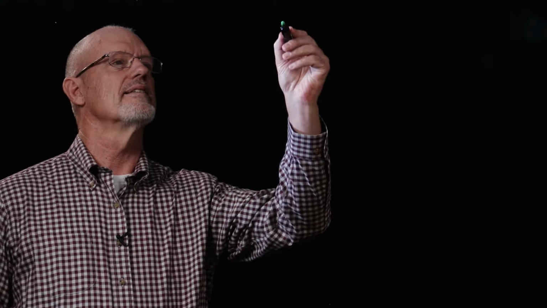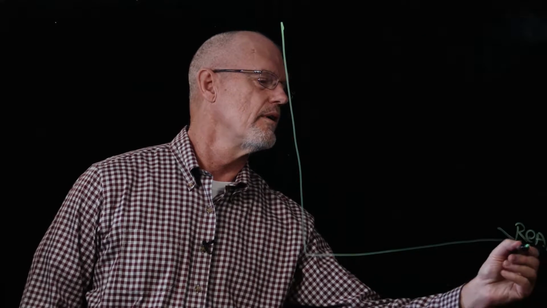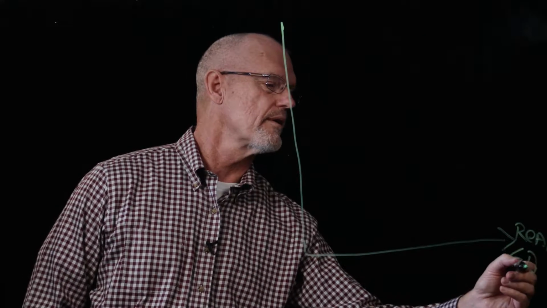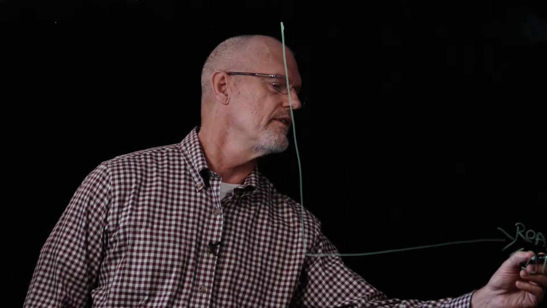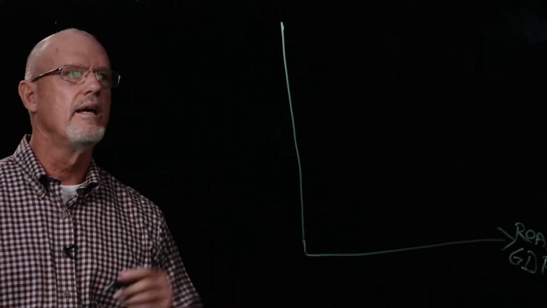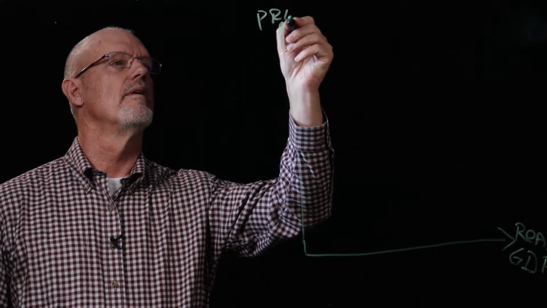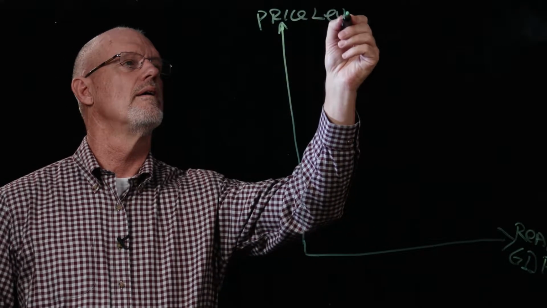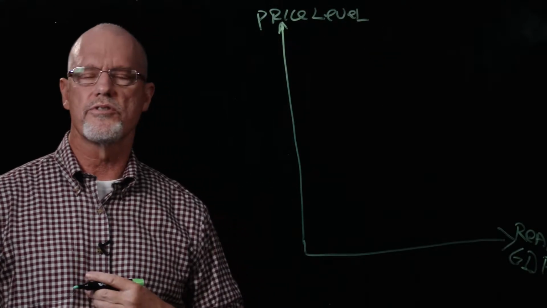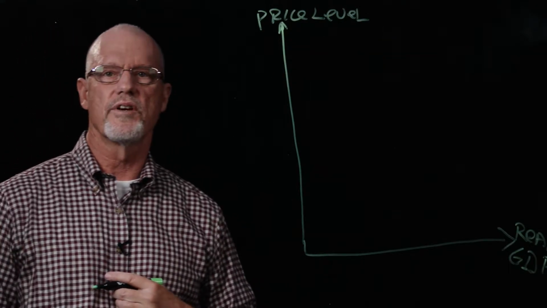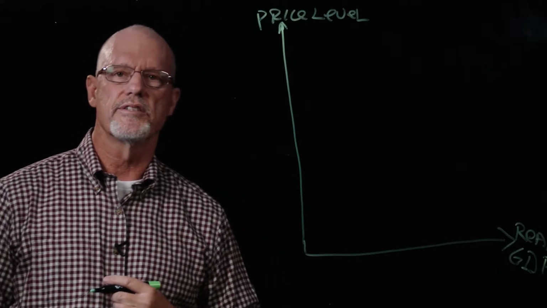In the model, we place real GDP on the horizontal axis. So we have our usual two-dimensional graph, and over here is real gross domestic product. And on the vertical axis, we put the price level, which is usually measured by the GDP deflator, one of our price index models that we talked about.